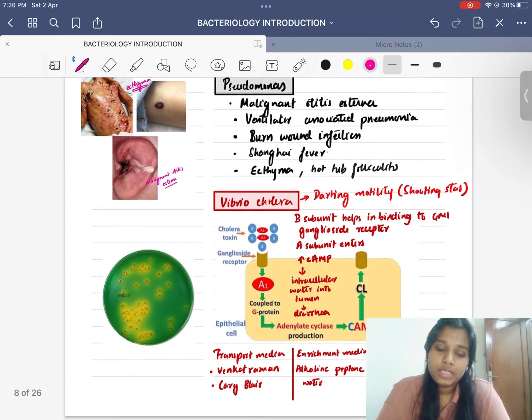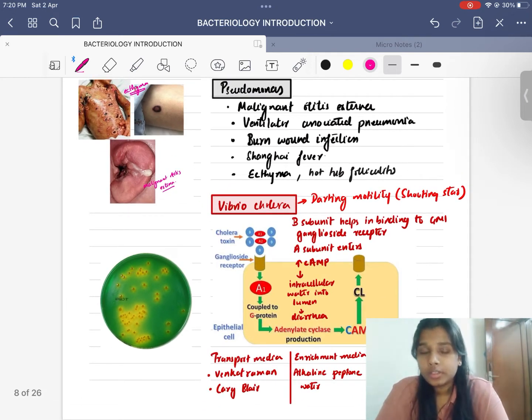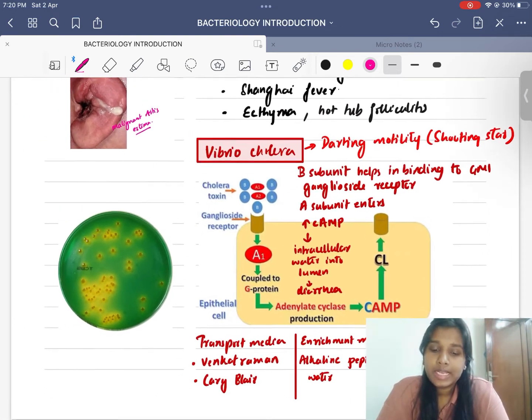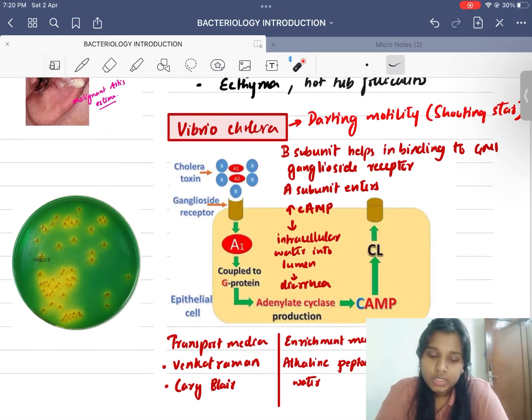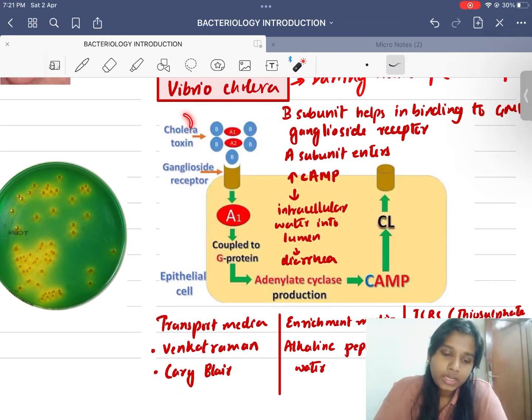Then we have the next thing, Vibrio cholerae. Vibrio cholerae has a darting motility or shooting star motility. Very important. Now, the mechanism of action of Vibrio cholerae has been asked in previous questions, so that is important to learn. Basically, the cholera toxin has two subunits, the A subunit and the B subunit.